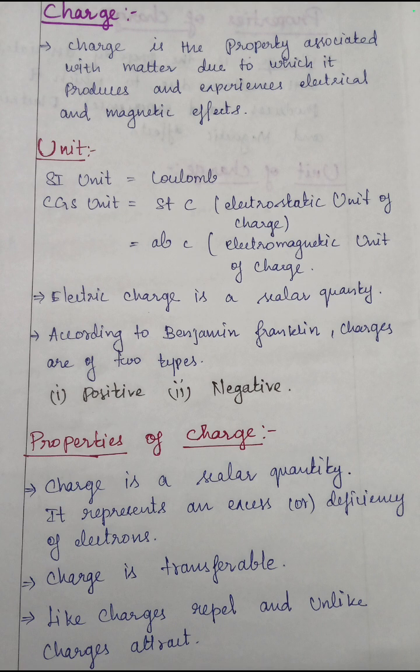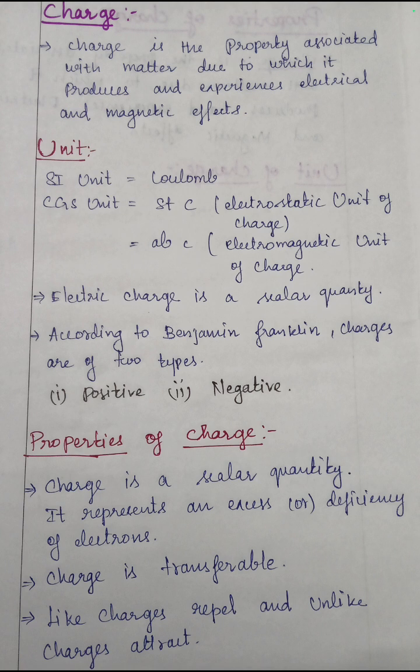What is the SI unit of charge? The SI unit of charge is the coulomb. 1 coulomb of charge contains 6 × 10^18 electrons. It means the charge of 1 coulomb is the charge on 6 × 10^18 electrons. In the CGS system the units are stat coulomb and absolute coulomb.